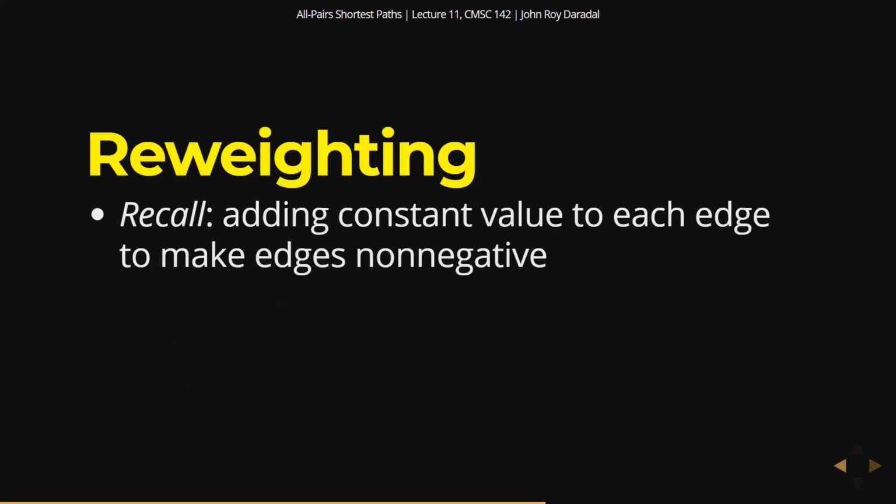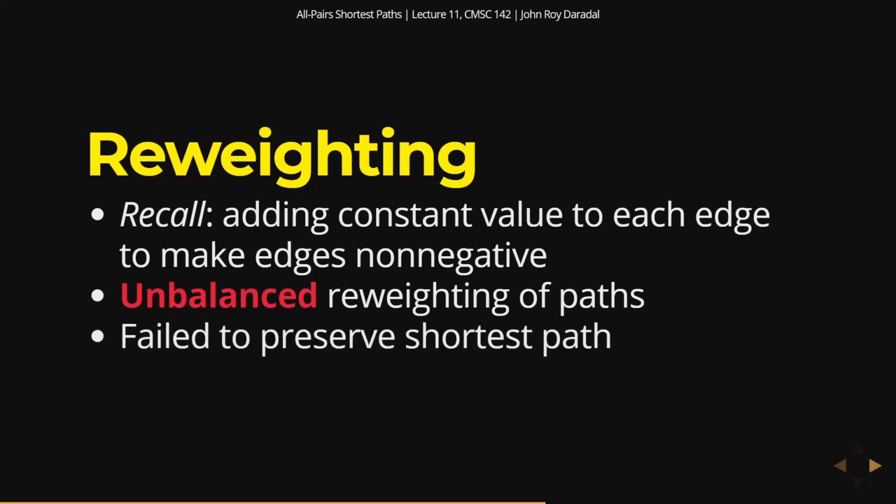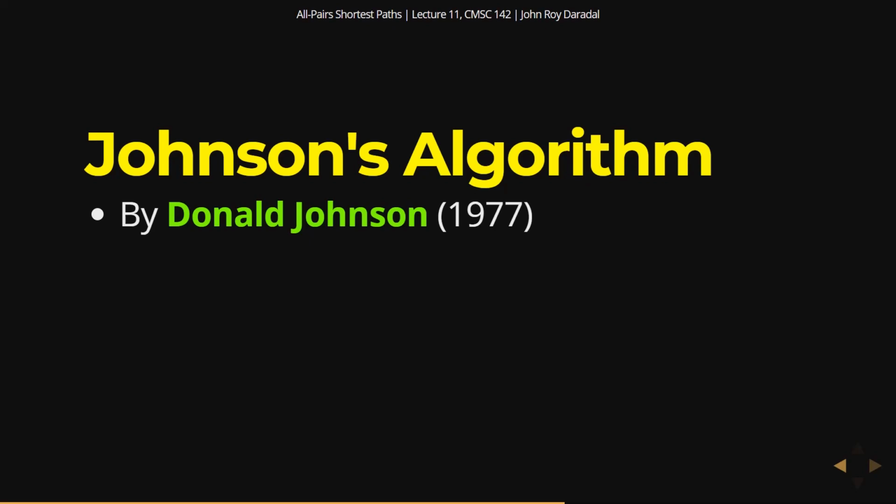Okay? But remember in the last video when we did the wrong reweighting, that if you just add a simple constant value to each edge to make the edges non-negative, it doesn't work because there's an unbalanced reweighting of paths. So you don't actually preserve the shortest paths. So we can't just add a constant value to all edges and call that the reweighting technique. Okay? So instead, we'll look at Johnson's algorithm, which creates a reweighting technique for a graph so that we can run Dijkstra's algorithm n times.